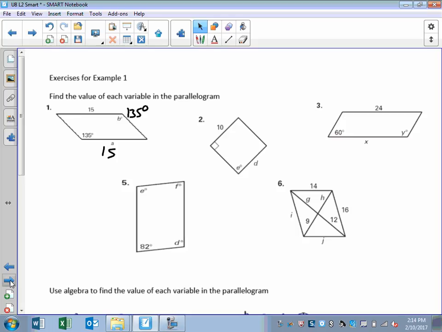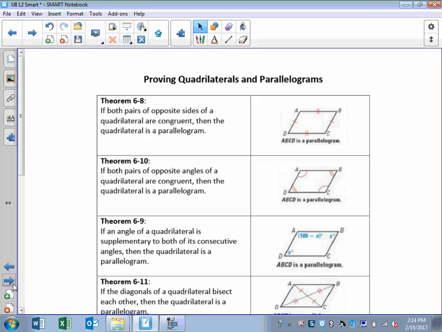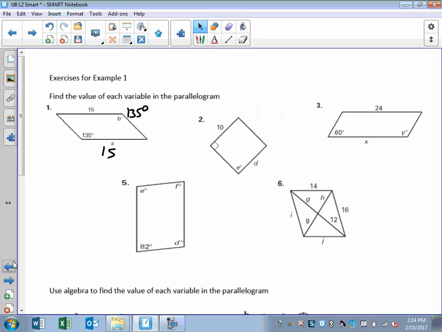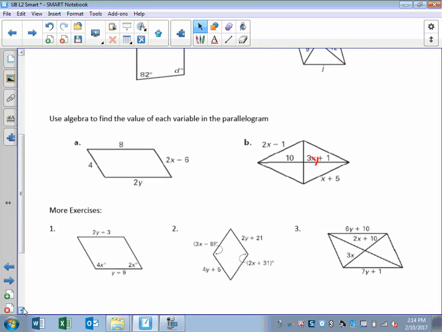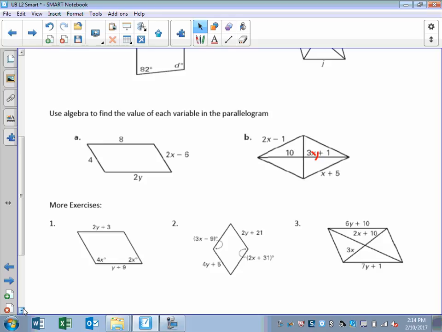Next, I'm going to do the ones that involve algebra, which is just a little harder. It's not that much harder at all. So if I scroll down, we have to find the value of the variable.